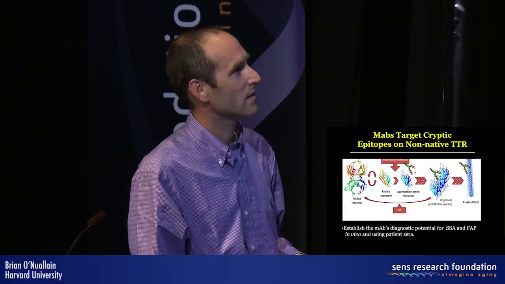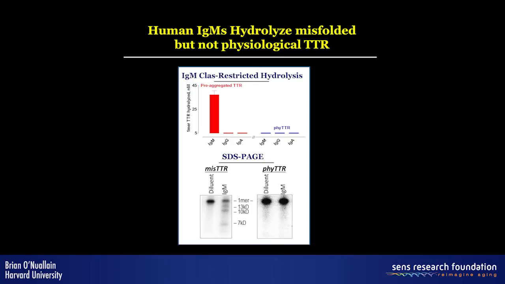So just for the next few slides, I'm just going to describe a little bit of the work in Sudhir Paul's lab, where they've been focusing on identifying antibodies with therapeutic potential that can catalytically digest, just like an enzyme, aggregated TTR into harmless species.